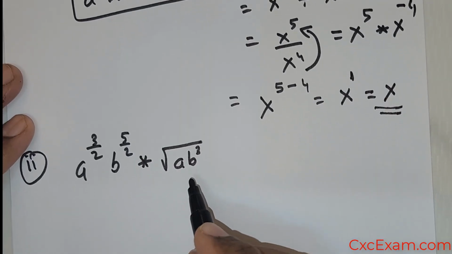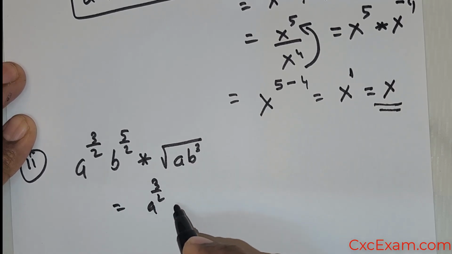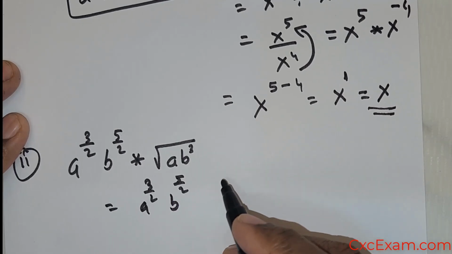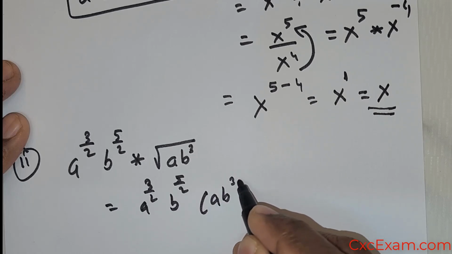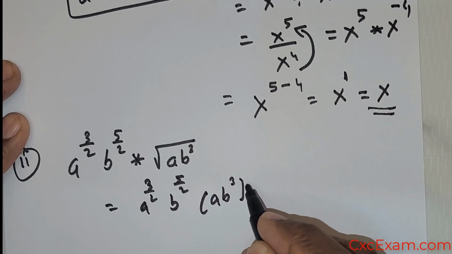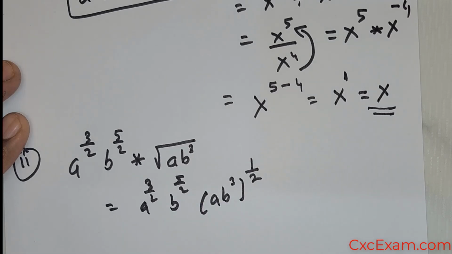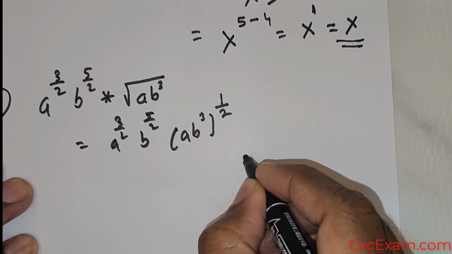Now this can be rewritten as follows: a raised to the power of 3 over 2 times b raised to the power of 5 over 2. Now the square root, right? I can represent this as ab raised to the power of 3, this entire thing is raised to the power of 1 over 2. So this could be rewritten using the law of indices.